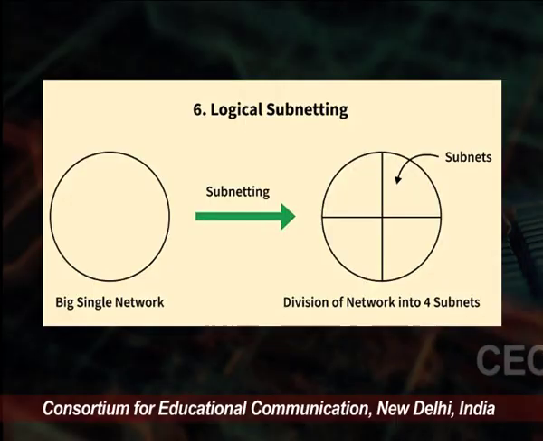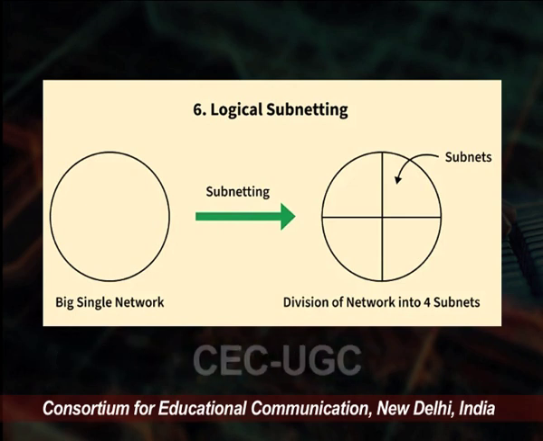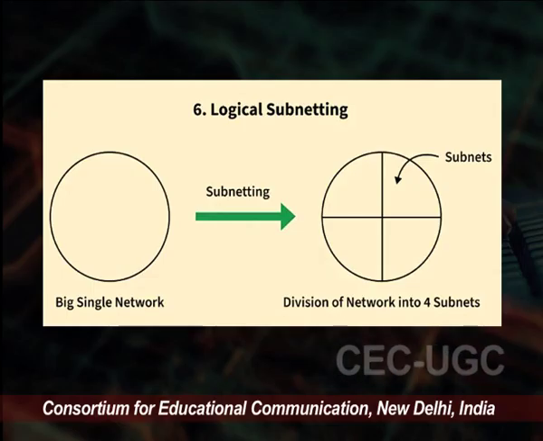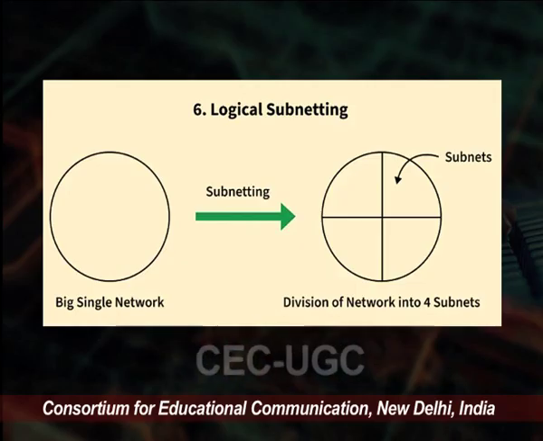So, logical subnetting, if we look into it, here we have a figure which is explaining logical subnetting. On the left side, this is a self-explanatory figure. On the left side, we have a big single network, and if we are going to subnet it, it is going to be divided into 4 subnets. So, this you can see in this figure.